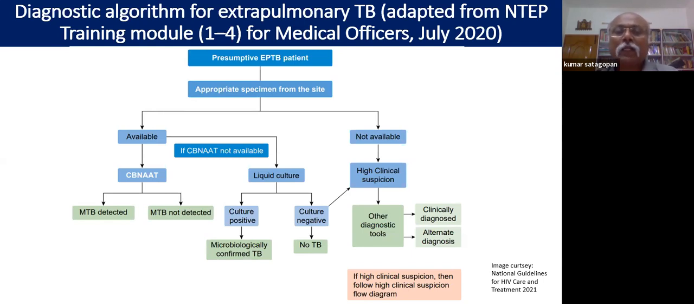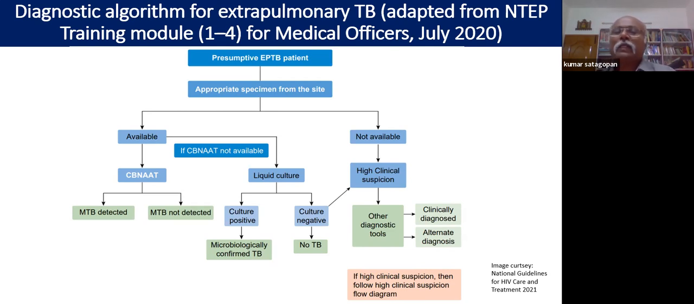Suppose you are sending a lymph node excision biopsy to the surgeon, you have to give a note to the surgeon, because they are all busy: one portion in normal saline for CB-NAT, one portion in normal saline for liquid culture, and a third portion in formalin for histopathology. Because in a busy OT setting, they may put all the specimens into formalin, which will impact the diagnosis, since with formalin the liquid culture and CB-NAT will not give a result. So it is our duty to gently remind the surgeon. If liquid culture is positive, it confirms TB. Negative means no TB. In 2 weeks' time, the liquid culture result will come.